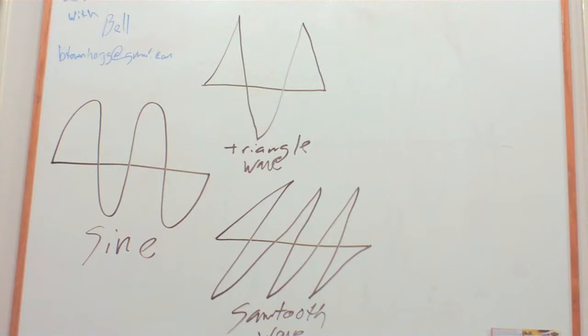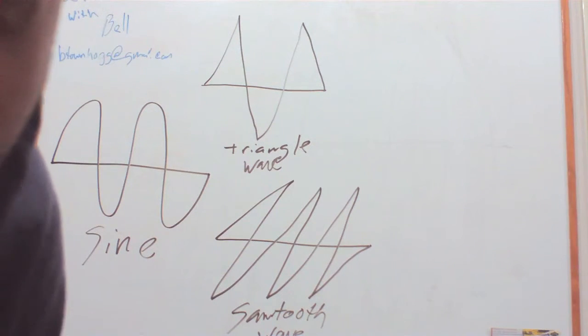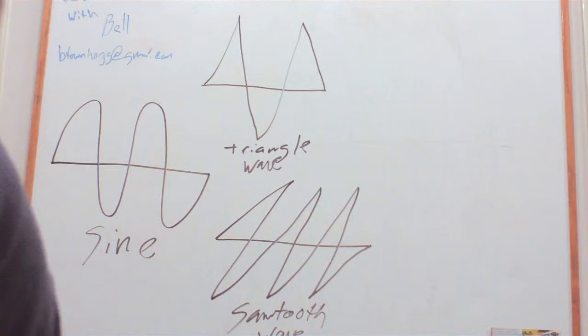Alright, so that's what a sawtooth looks like. My drawing sucks, but that's pretty much it. It looks like a triangle that you bent and moved, like you turned the triangle a little bit to the right at a 45-degree angle. And that's pretty much what a sawtooth looks like.